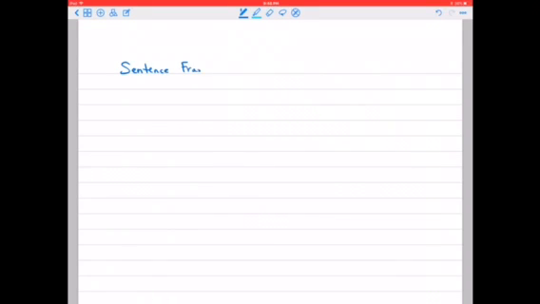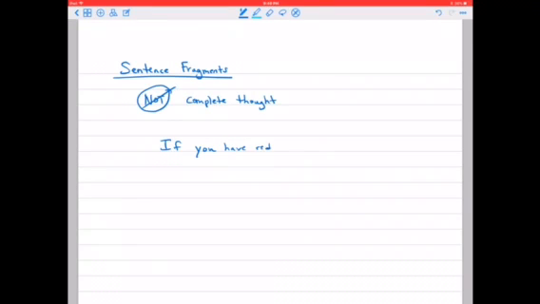Sentence fragments. This might seem kind of obvious, but a lot of people do this incorrectly as well. If we walk into a room and we say something, it has to be a complete thought. A sentence fragment is not a complete thought. It has to be a complete thought in order to be a sentence. Otherwise, people will just think that you have more to say. So if I walked into the room and I said, if you have red hair, well, that's not a complete thought. It doesn't tell me anything complete. So that's a fragment.